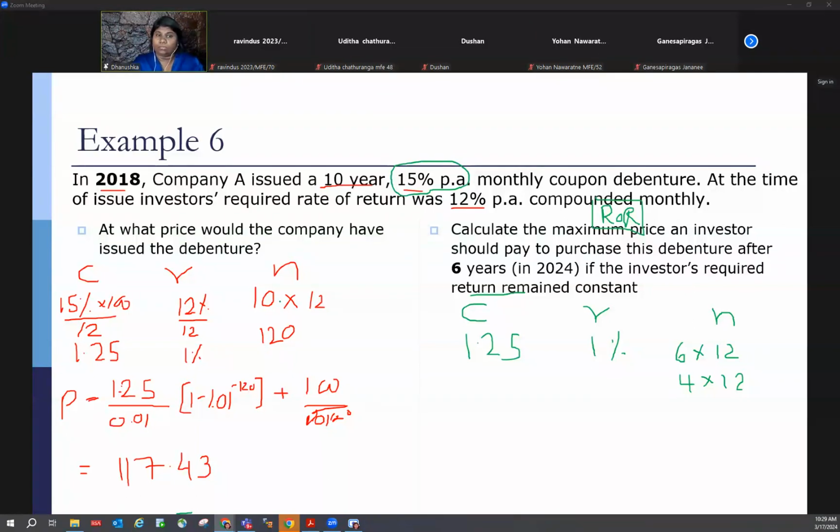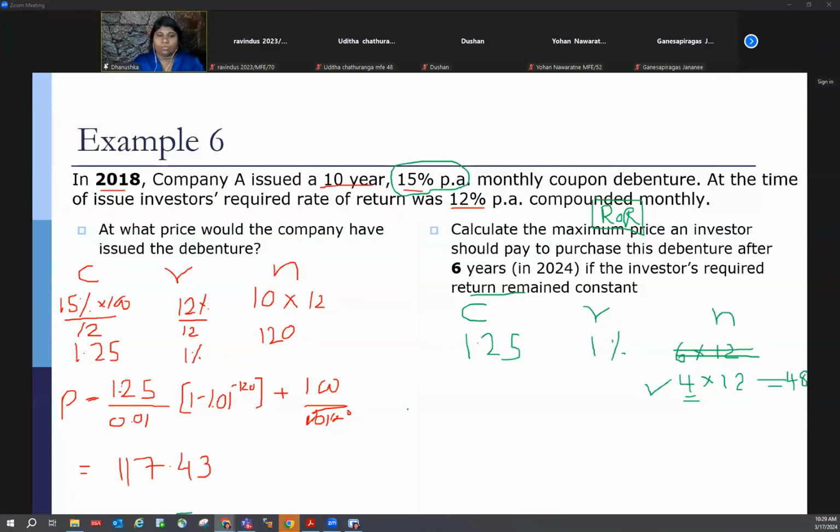And why? Four, madam. It's the remaining period. This is the present value of future cash flows. So the remaining period is 4. So it is 48 in this.